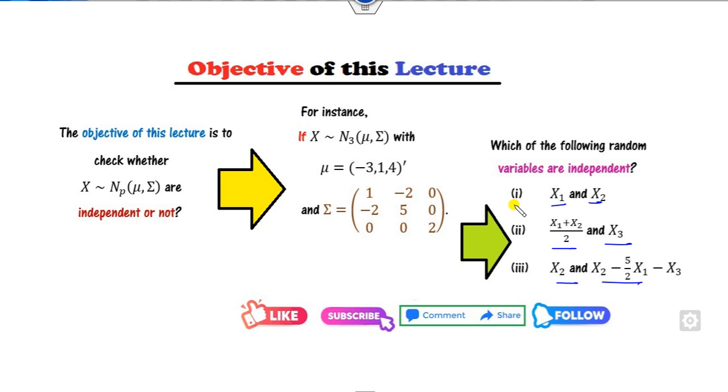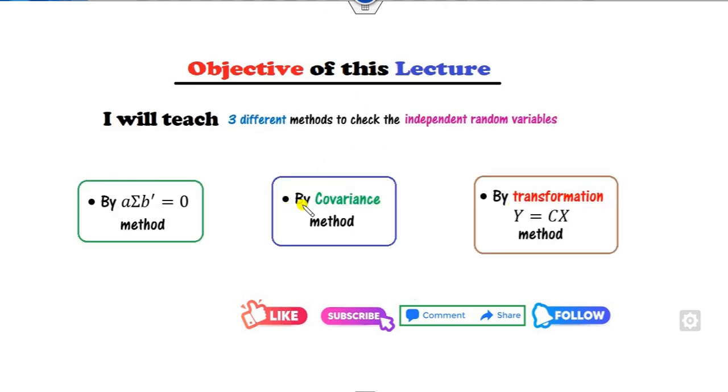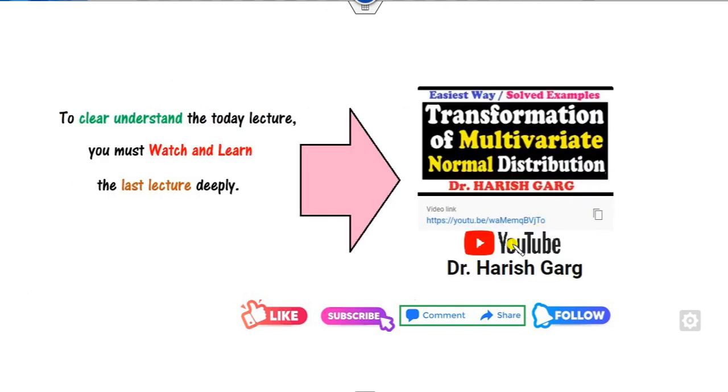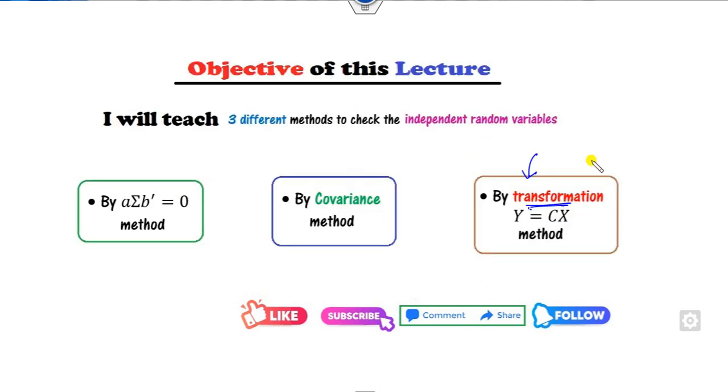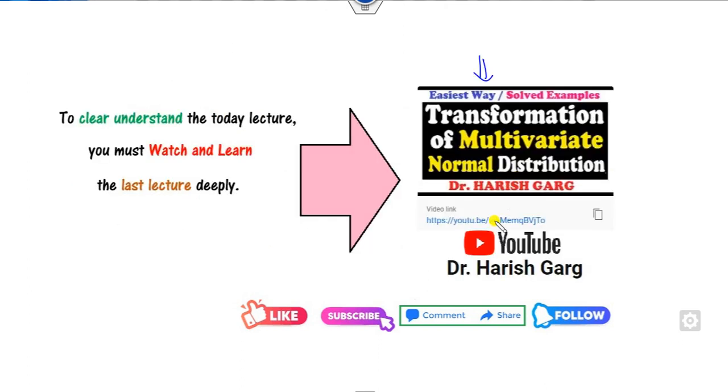The concept is very simple. I will explain how you can check that with the help of three different methods. Make sure that before understanding today's lecture, whenever you are talking about this third method, the transformation, you must watch my last lecture on the transformation of random variables, because in order to understand this transformation method you must know how to transform a random variable from one to another.